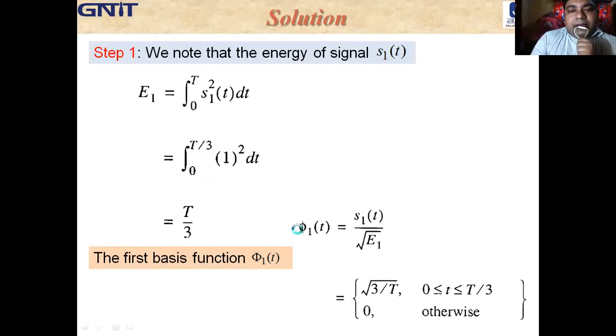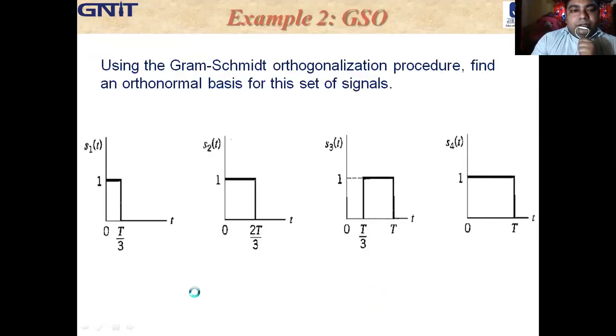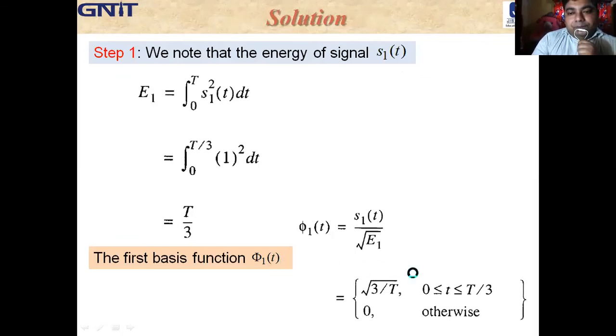So phi 1(t) is basically S1(t) by root over E1, the first basis function phi 1(t). So S1(t) is 1 and root over E1 is actually root over T by 3, so phi 1(t) is root over 3 by T, where t belongs to 0 to T by 3, as S1(t) belongs to 0 to T by 3. Otherwise it is 0.